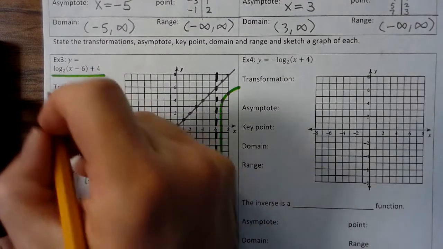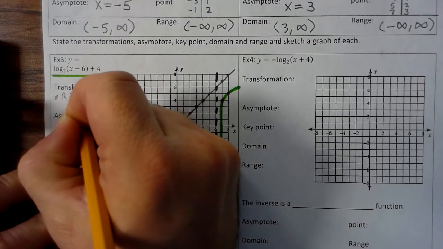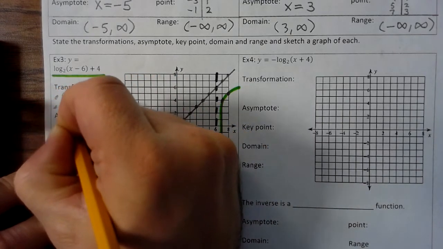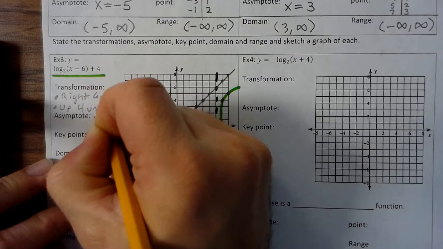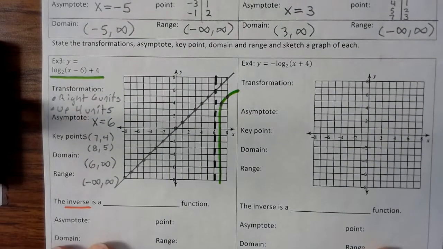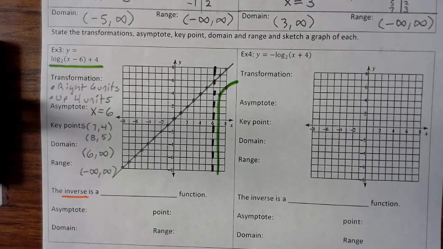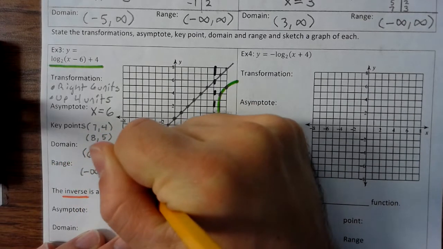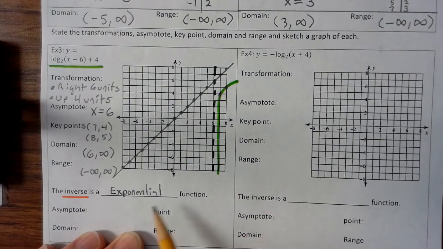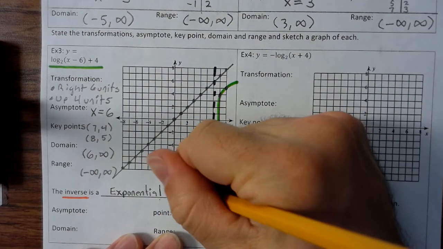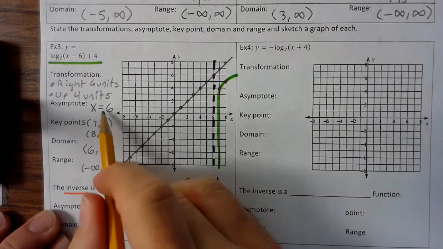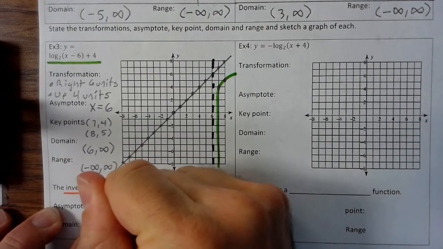Now transformations is right 6 units and up 4 units. All right, now the inverse is an exponential function. So the inverse of a log function is an exponential function. And again, with inverse, the key word is switch. Okay, so the asymptote was x equals 6. Now it's y equals 6.